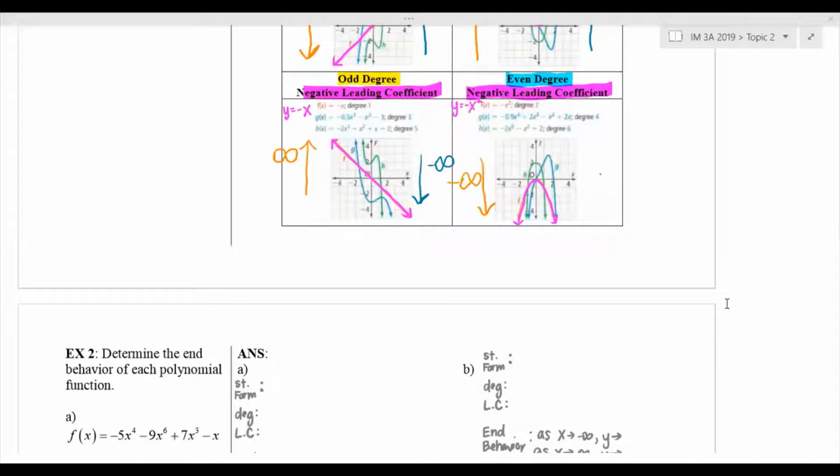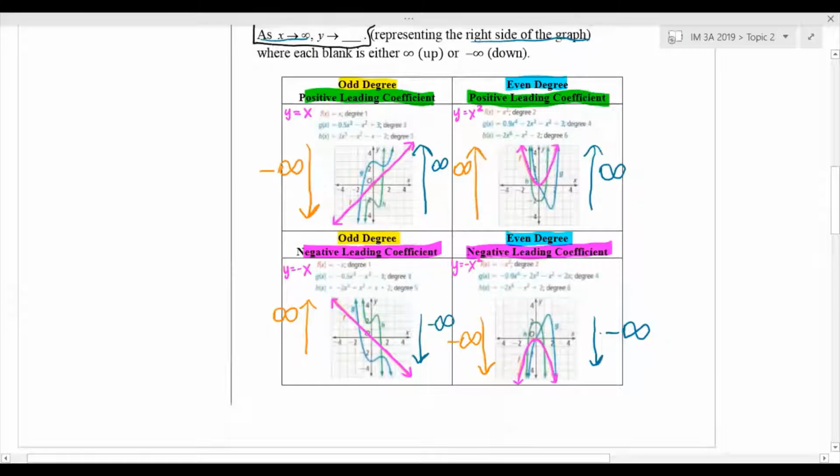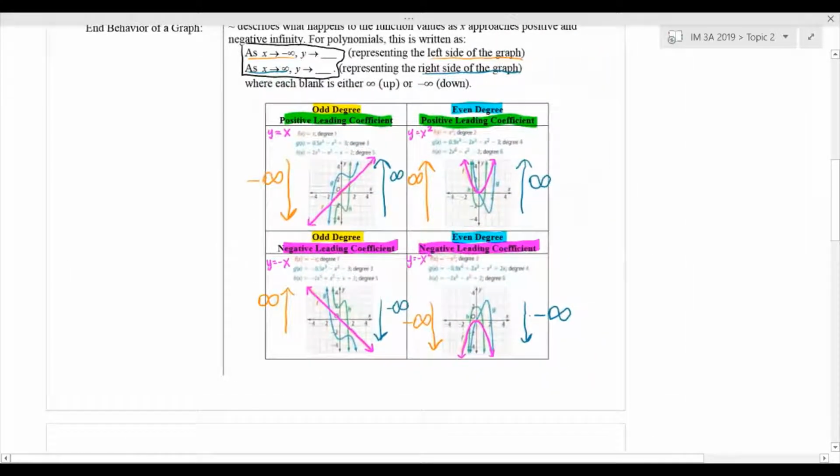Last, for an even degree with a negative leading coefficient, notice that all of the arrows again are pointing down. And so as x approaches positive infinity, y is going to be approaching negative infinity. And so each of these patterns is true for any function that is an odd degree or an even degree with a positive or a negative leading coefficient. So really, these are 4 different situations that students need to memorize in order to identify end behavior.